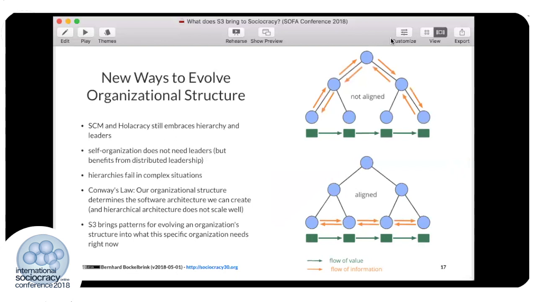We also learned in software development that the organizational structure you have determines the architecture of the software we can build. And we found that a hierarchical software architecture does not scale well. It's a really bad idea to have this in a large system. So S3 brings you patterns for evolving an organization's structure in ways that go beyond hierarchy.